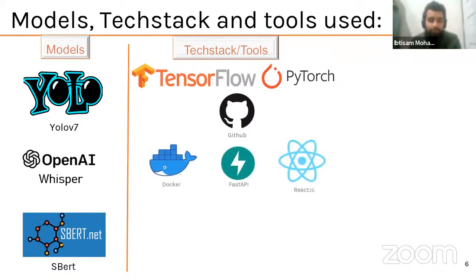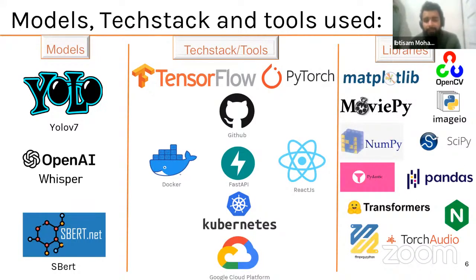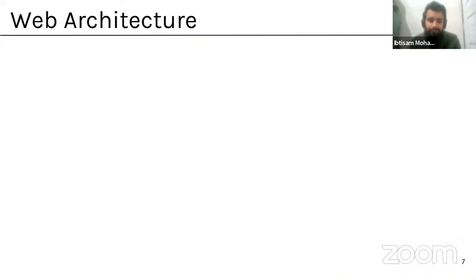GitHub was used as our source control. We containerized all our apps using Docker. And for communication between these apps, we used FastAPI for developing our RESTful API. Then React was used for our front end. We will be scaling using Kubernetes, and we deployed it on GCP. These are the libraries we used in our project.